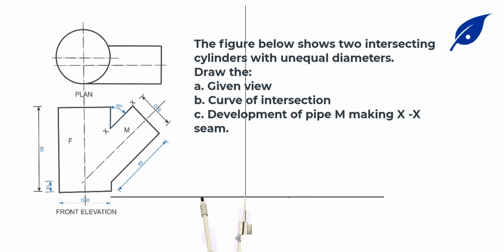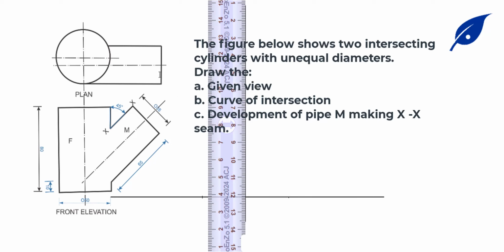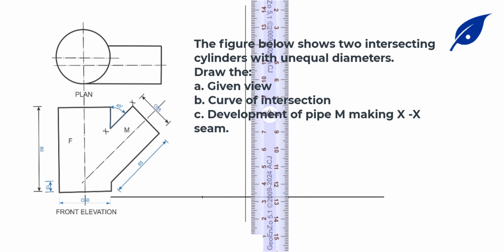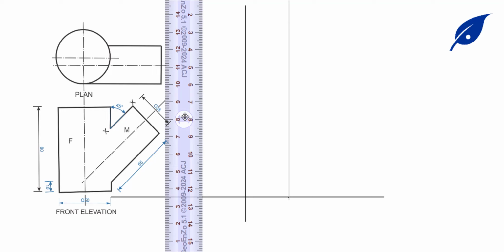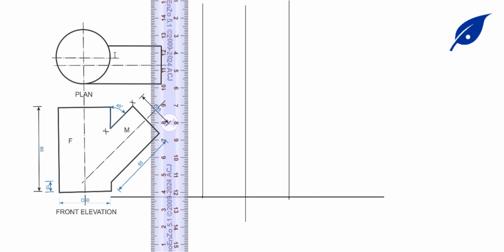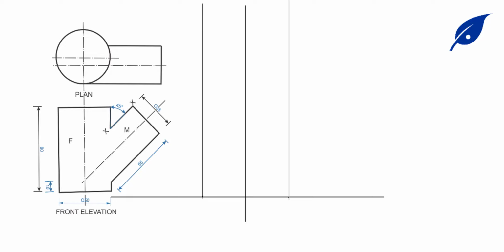We draw the horizontal line. Now the diameter of this cylinder F is 50 millimeters. So we'll draw the horizontal line, get the midpoint. The radius of our compass is 25, and we'll mark these 2 points. Then the height is 80 millimeters.